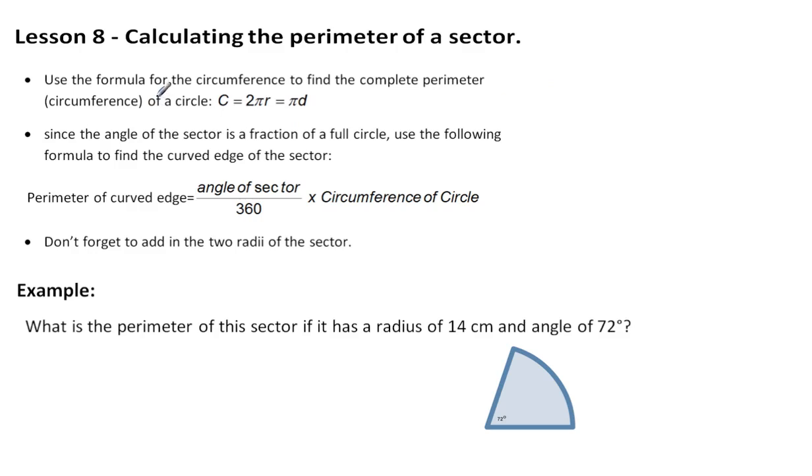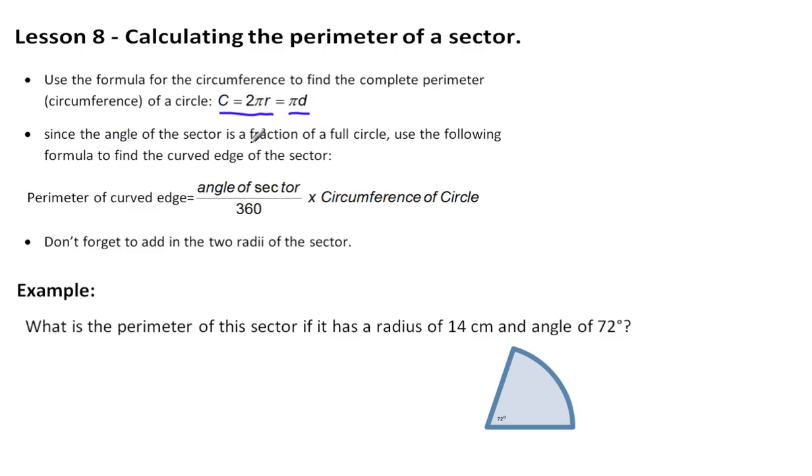The first thing to remember is that we need to work out the circumference for a complete circle first of all. And we use the formula here, C is equal to 2 pi r, or if we don't have the radius and we've got the diameter, we can use pi d. These are identical formulas. I prefer to take the diameter and halve it and use 2 pi r.